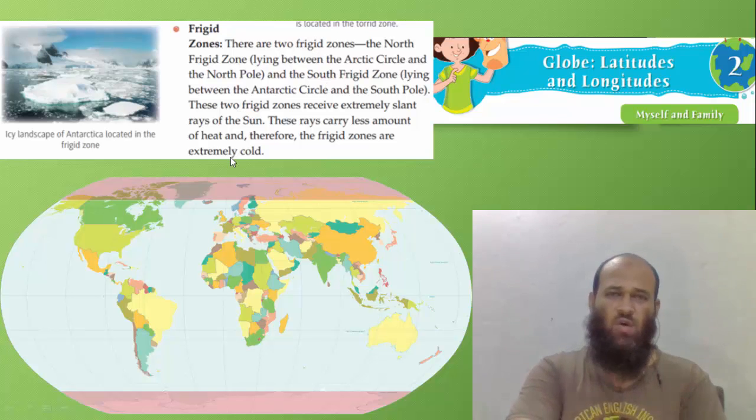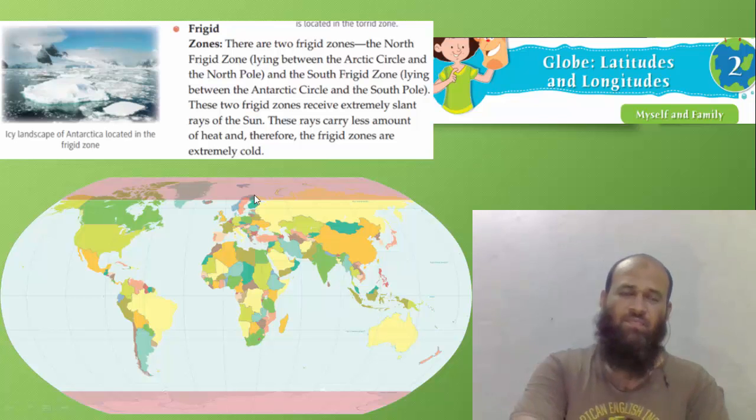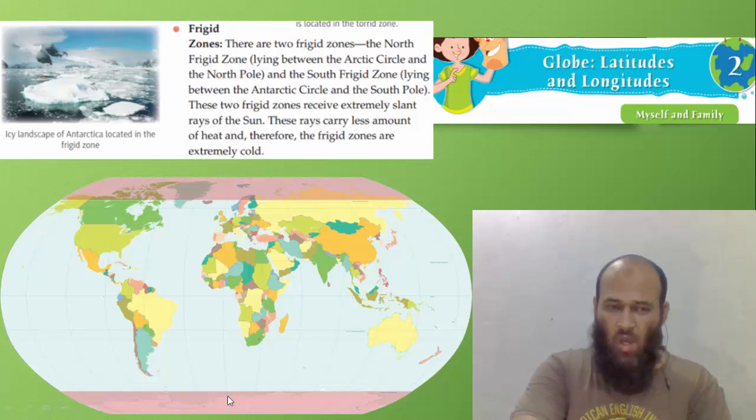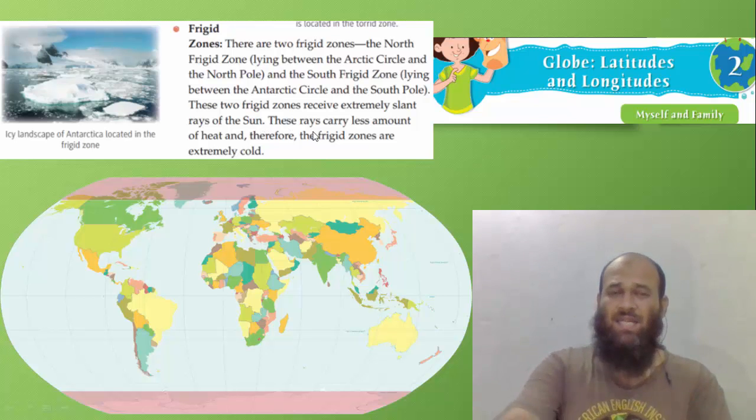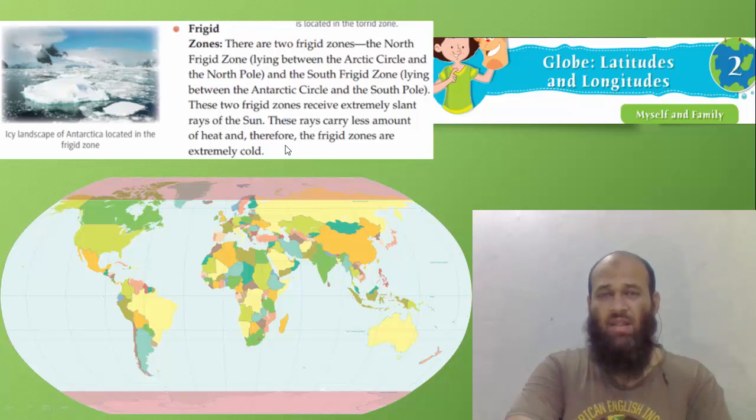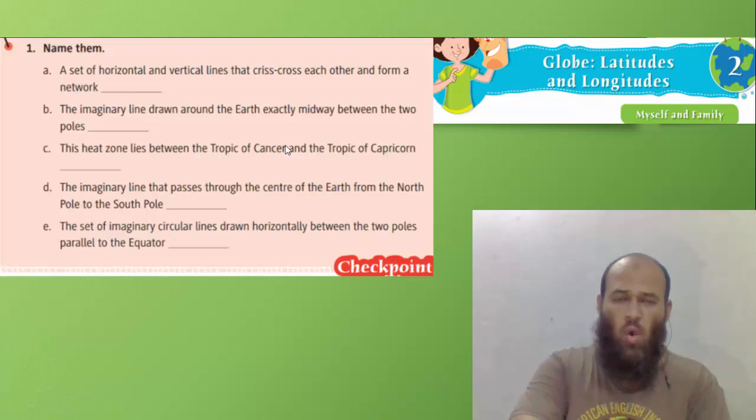These two frigid zones don't receive direct sunlight, they receive very little sunlight. They are above the Arctic Circle to the North Pole and below the Antarctic Circle and to the South Pole. They receive extremely slanting rays of the sun and very little sunlight. These rays carry less heat and therefore the frigid zones are extremely cold.